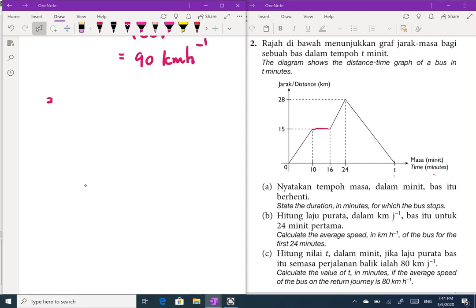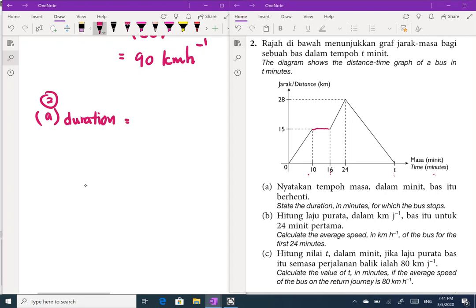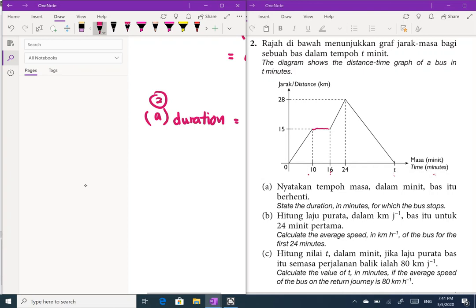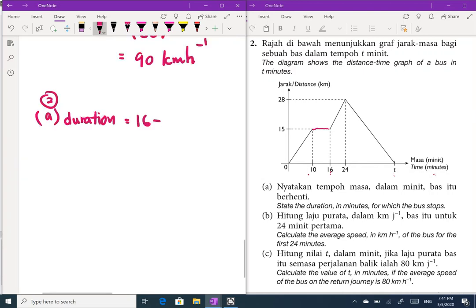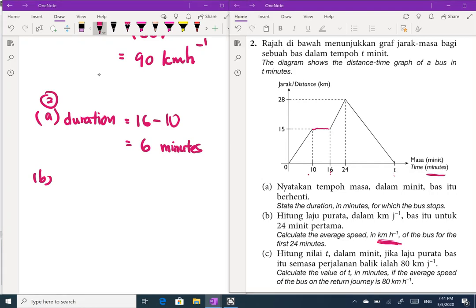So, number 2A. I want to find the duration. The duration for which the bus stops is 10 to 16, so 16 minus 10, you will get 6 minutes. Calculate the average speed in kilometers per hour. This one is minutes, so be careful. Of the bus for the first 24 minutes, I want to know the average speed from 0 to 24 only.